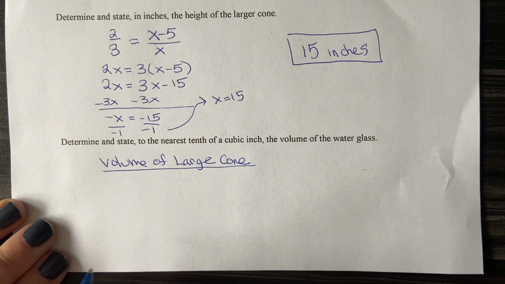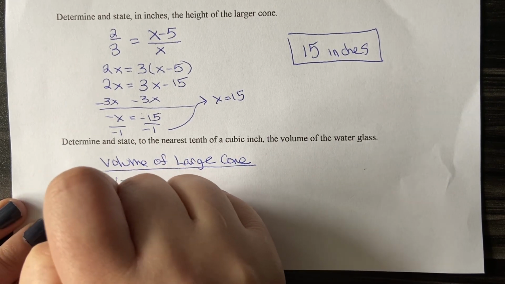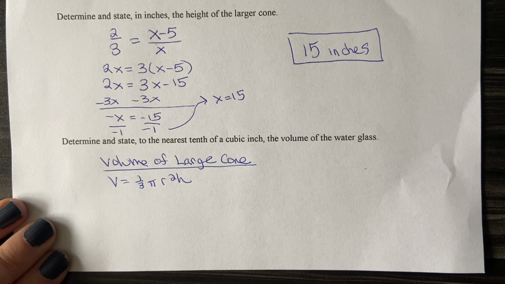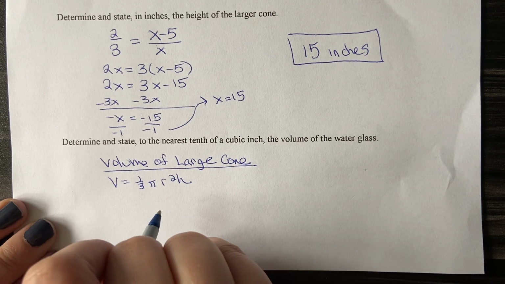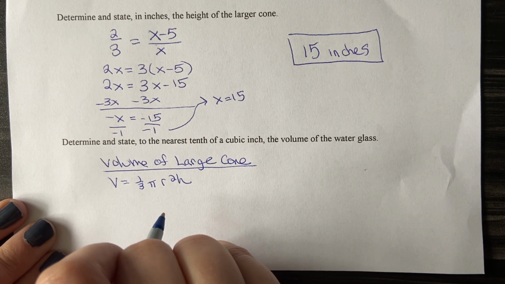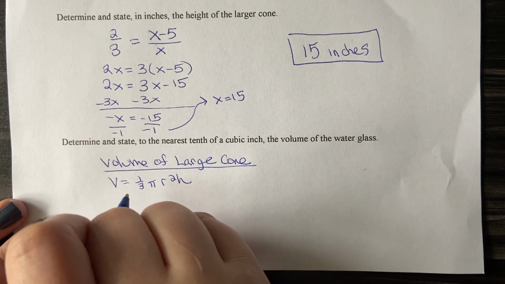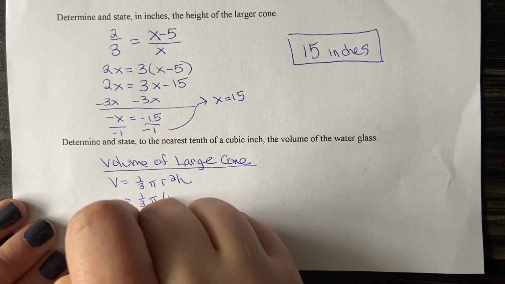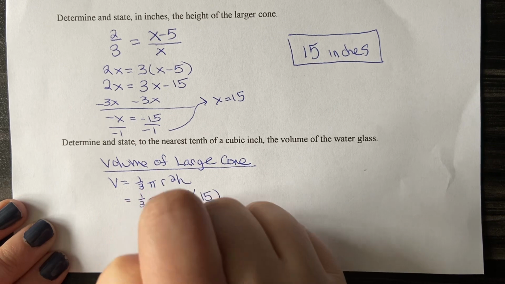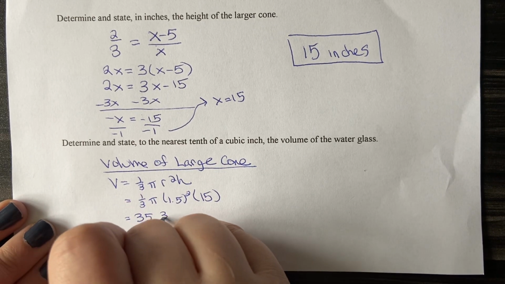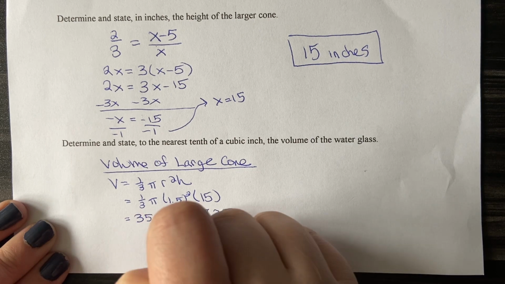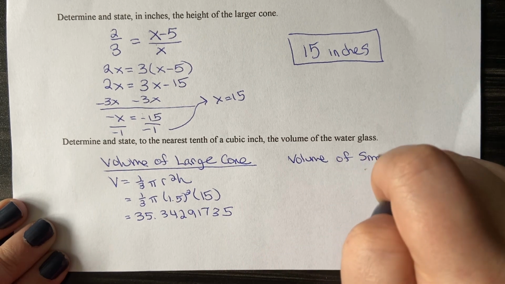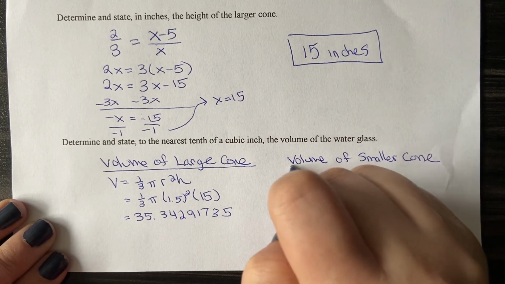The volume formula of a cone is 1/3 pi r squared h. My radius of the large cone is half of 3, or 1.5. The height of it is what my x was, and that was 15. I know we didn't have to round or anything. It just came out nice. So we have 1/3 pi times 1.5 squared times 15. And when you multiply that out, you get 35.342911735.